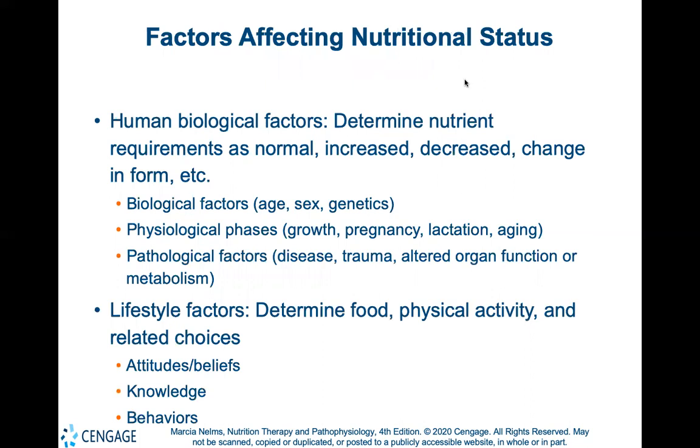Human biological factors such as age, sex, illness, and physical and functional abilities determine nutrient requirements. For example, a breastfeeding mother needs to consume more calories and proteins compared to a non-breastfeeding mother. Infants and children require a much higher kilocalorie level per kilogram than an adult in order to support appropriate growth and development.